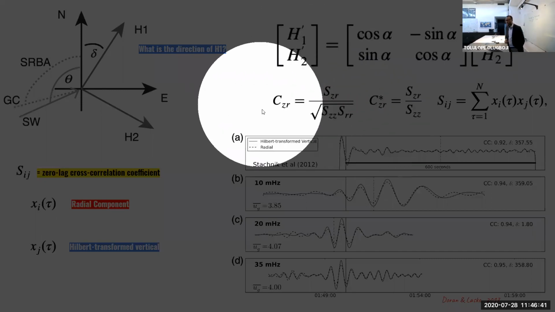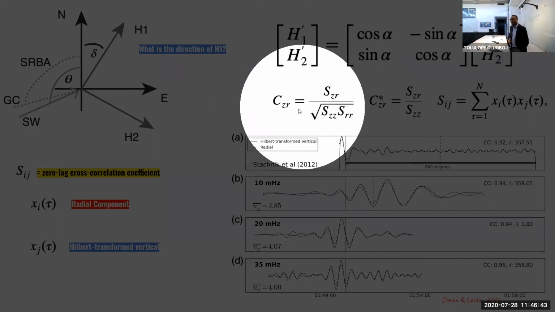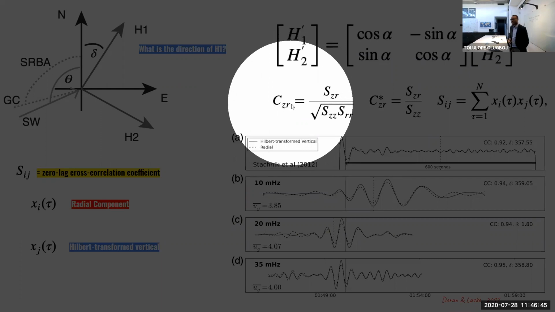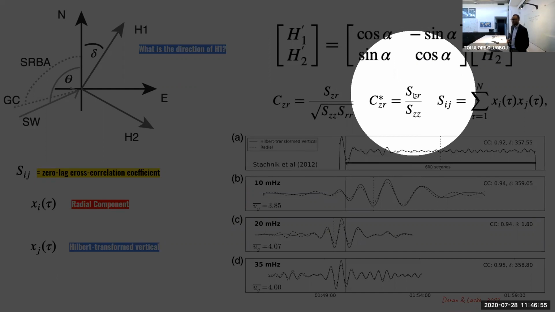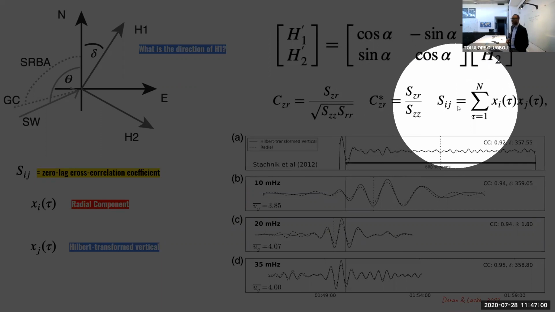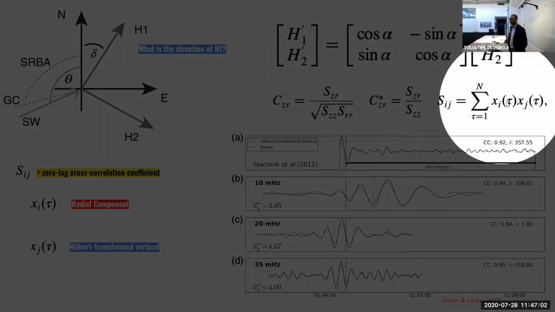And then you measure this coherence, this cross-correlation ZR. This is the normalized version of that cross-correlation ZR. But you can also have this unnormalized one, CZR. This is formed by the zero lag cross-correlation of Z with R and the zero lag cross-correlation of Z with Z. Cross-correlation just takes two channels and forms this measurement.